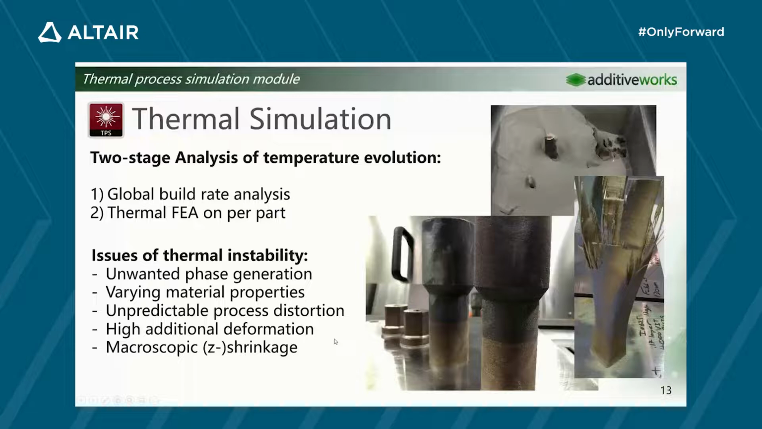And there are a lot of issues of thermal instability, like we have unwanted phase generation. You can see it in this color difference, for example. Material properties will vary. For example, if temperature is increasing with the height, we have different cooling rates, and we generate different grains. Also, process distortion is becoming unpredictable and very complex, and also inducing high additional deformation. So deformation of centimeters usually only occurs if overheating was there. And we also see, of course, shrinkage, because if the part was hot after the process, it's cooling down and will just shrink.